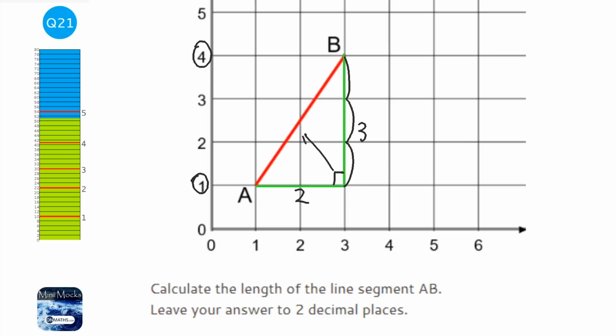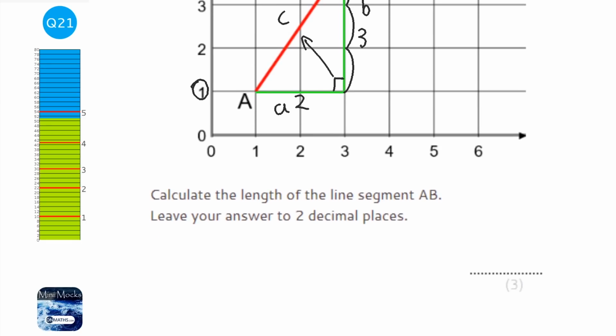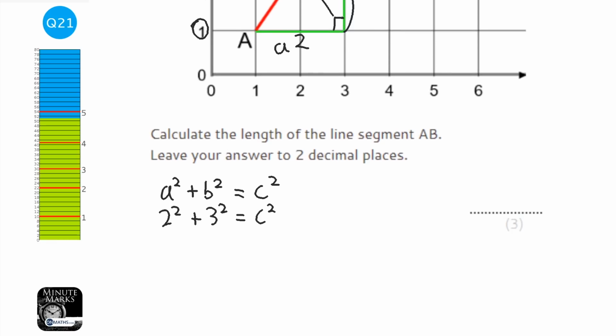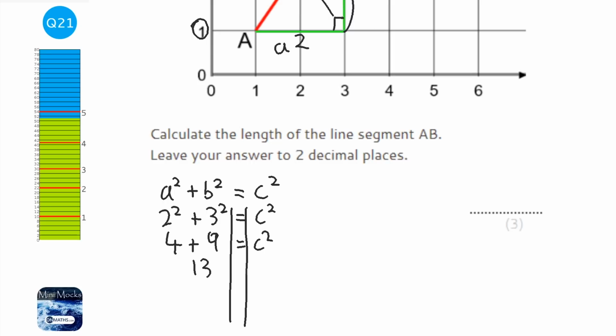Now, the one opposite the right angle is going to be labelled as C. These two, it doesn't matter, I'm going to call that A and that B. We use Pythagoras' formula. So a squared plus b squared equals c squared. And a is 2, so 2 squared plus 3 squared, because b is 3, equals c squared. Let's put our lines in. So it's going to be 4 plus 9 equals c squared. 13 equals c squared. Square root both sides.